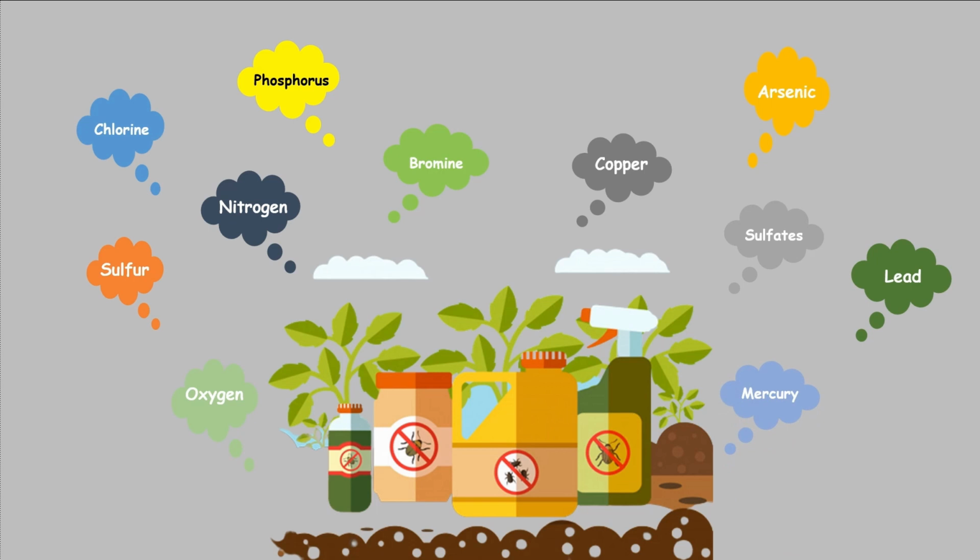Chemical pesticides are chemicals that contain oxygen, sulfur, chlorine, nitrogen, phosphorus and bromine, as well as heavy metals such as copper, arsenic, sulfates, lead and mercury. They are simply chemicals. They are used in the agriculture sector to control and eliminate pests.